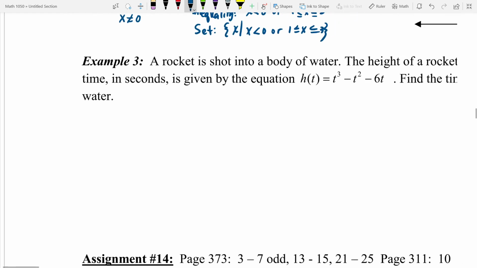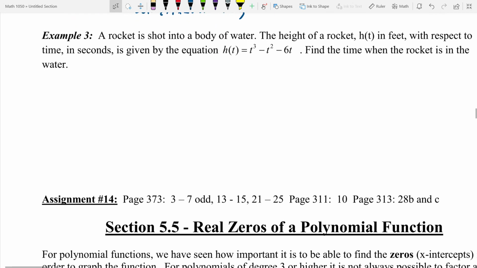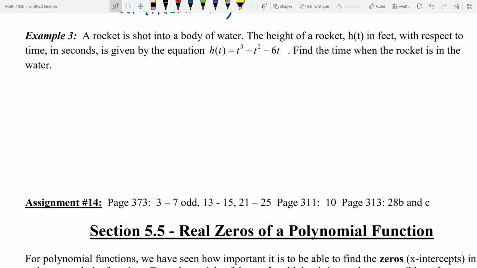Okay? Okay, last question. A rocket is shot into a body of water. The height of the rocket in feet with respect to time is given by this equation. Find the time when the rocket is in the water.